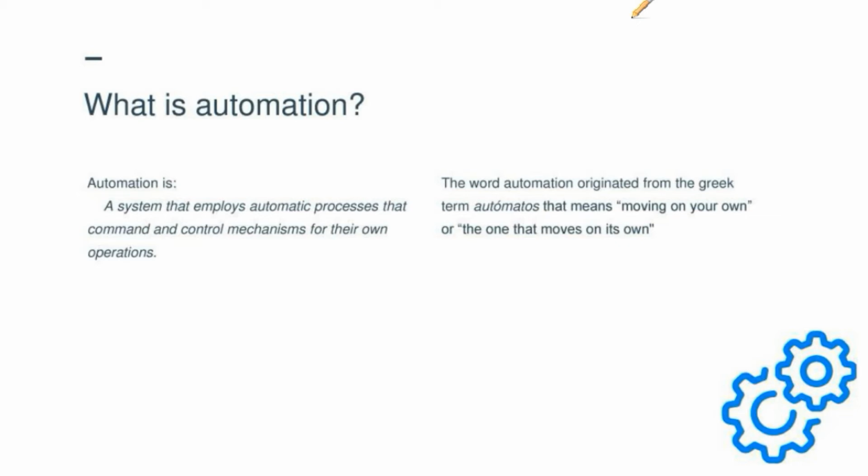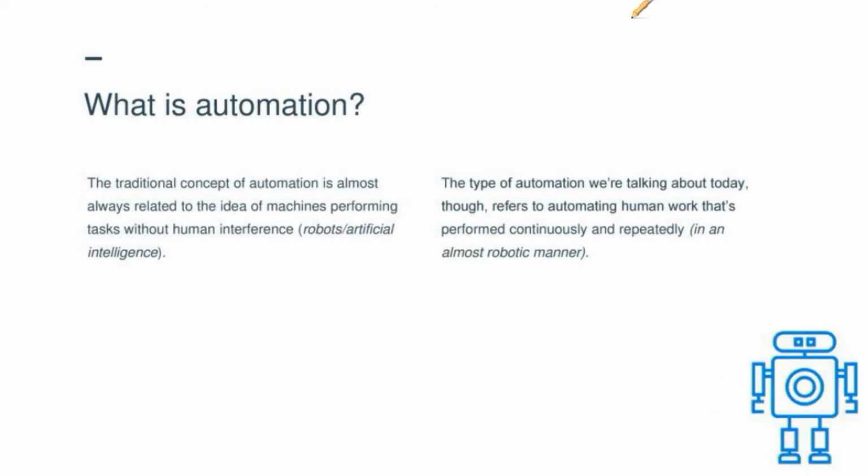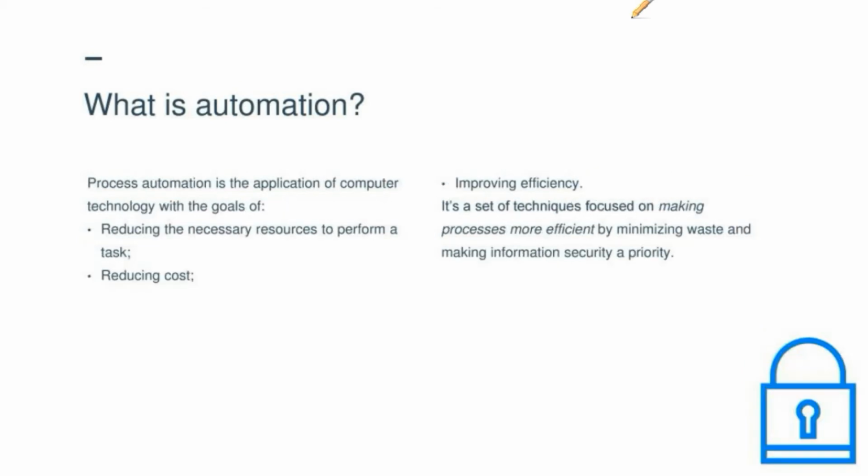Automation is a system that employs automatic processes that command and control mechanisms for their own operation. The word automation originated from the Greek term automatos, that means moving on your own or the one that moves on its own. The traditional concept of automation is almost always related to the idea of machines performing tasks without human interference, such as robots, artificial intelligence, etc. The type of automation we're talking about today, though, refers to automating human work that's performed continuously and repeatedly in an almost robotic manner.